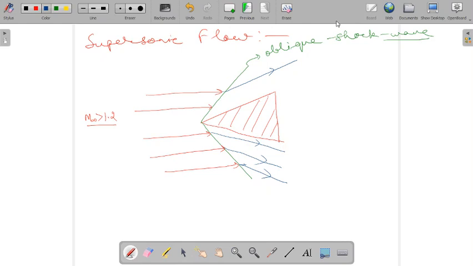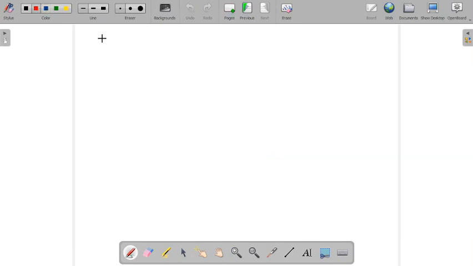In subsonic flow, there was an early warning that the flow has to change its path. That is not happening over here. So this type of flow situation is called a supersonic flow situation. Then comes another situation, which is called hypersonic flow.